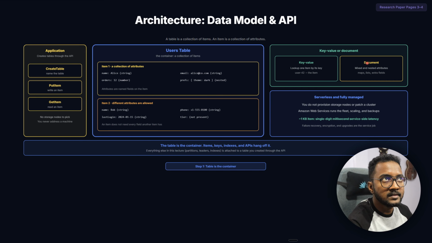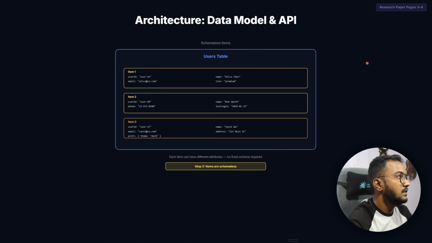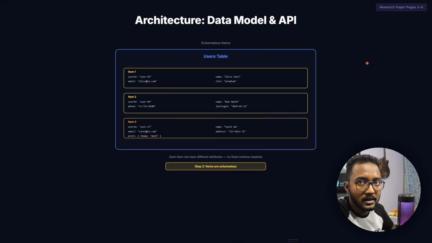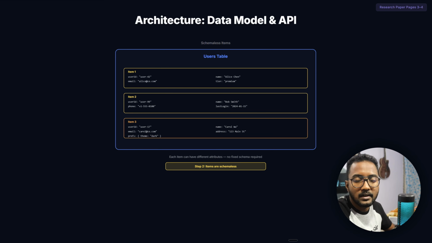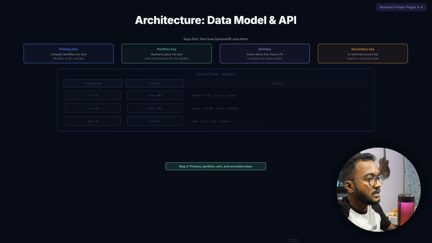Continuing to this, let's discuss the items in detail. Items, just like I said, are schema-less. So only the primary key schema is fixed at the time of creation of the table. The rest of the fields can be like a name or tier or email. In some items it can be phone, and in some cases it can be some other nested user attributes as well. It is totally up to you, right? So let's look further into this.